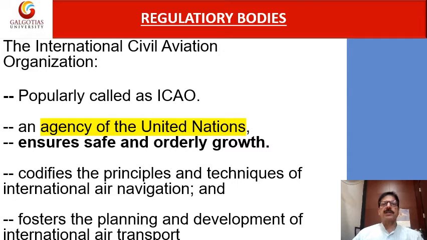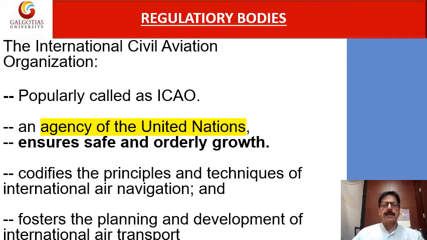It is part of the United Nations. It ensures safe and orderly growth of air traffic, as well as aviation, rather, air transport. It codifies the principles and techniques of international air navigation, so that people can move smoothly from one place to another without jeopardizing the safety of other aircraft. So flight safety becomes vital for all navigation.